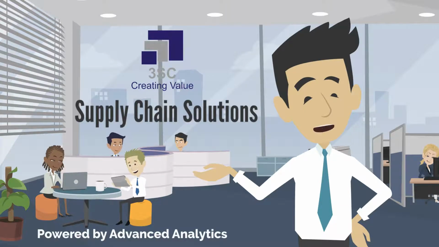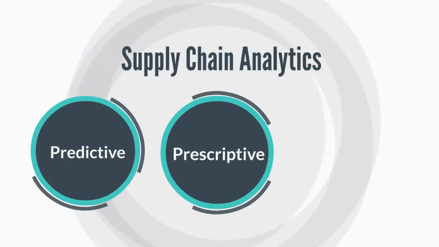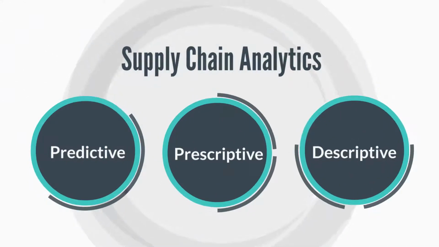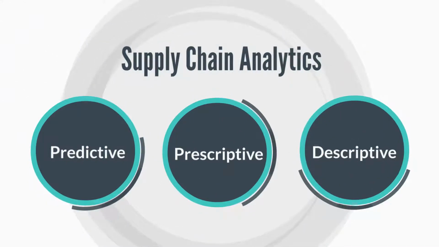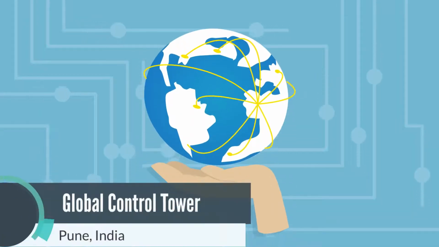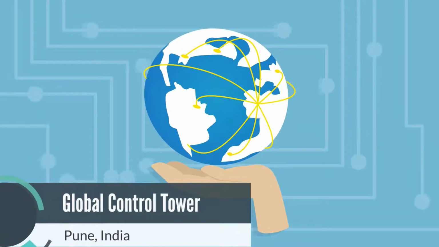Today I will take you through the details of 3SC's supply chain solutions, powered by advanced analytics. 3SC's business unit comprising supply chain analytics revolves around predictive, prescriptive and descriptive analytics, all governed by the global control tower situated in Pune, India.